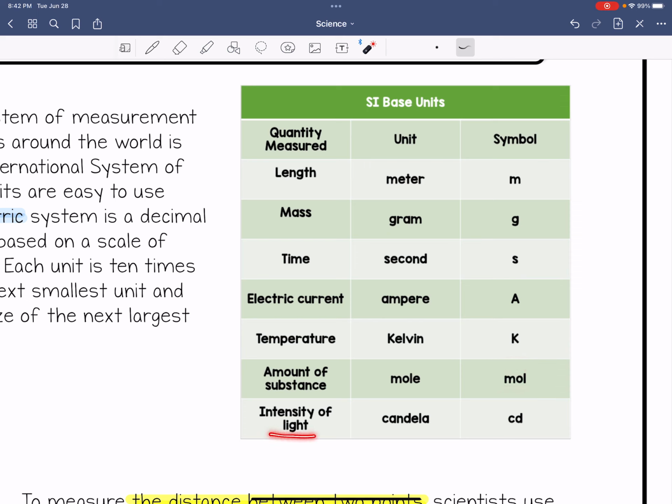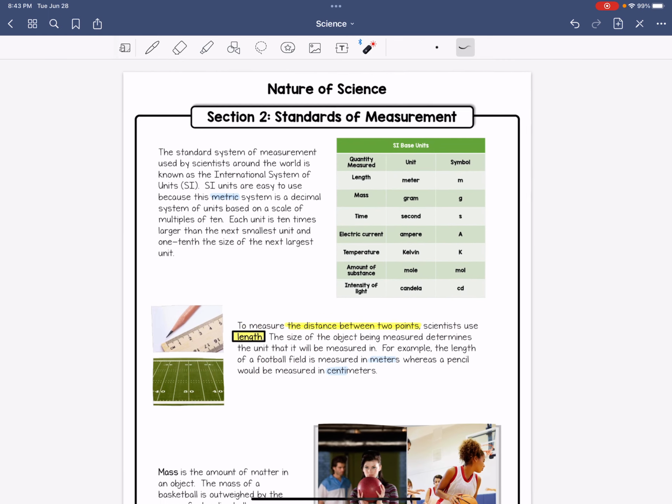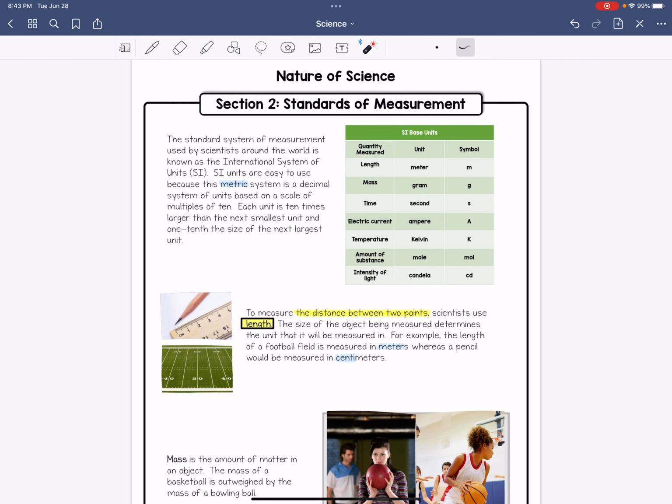And the intensity of light, this is one that you don't encounter very often unless you are a physical scientist. But this is measured in the unit called candela, and the symbol is cd, candela. Again, we're going to make a graphic with that and really dig into those units a little bit more.